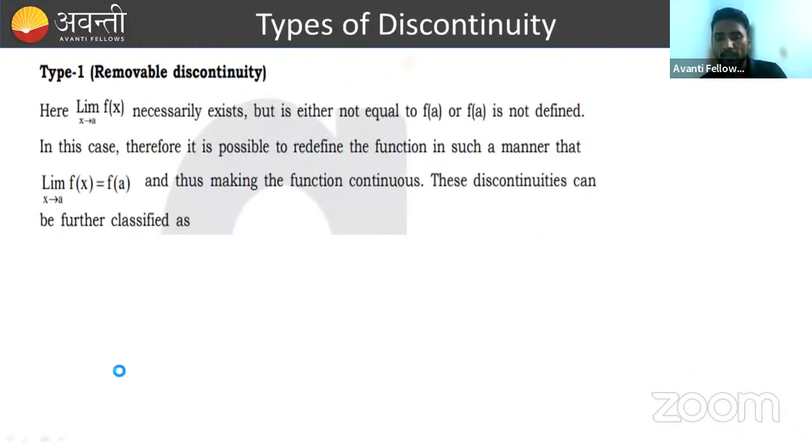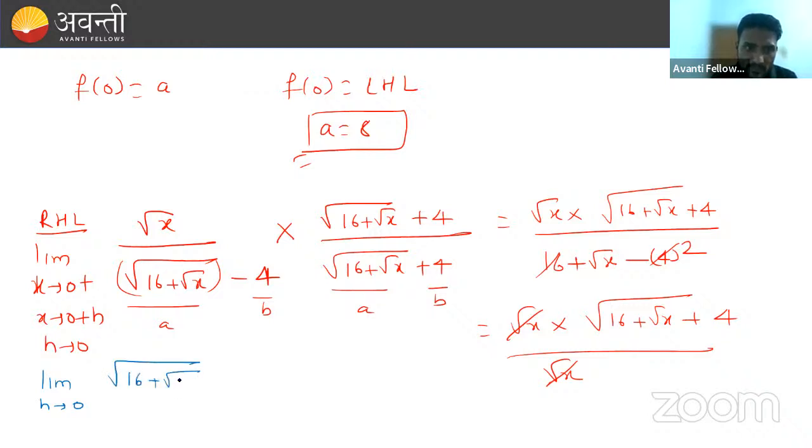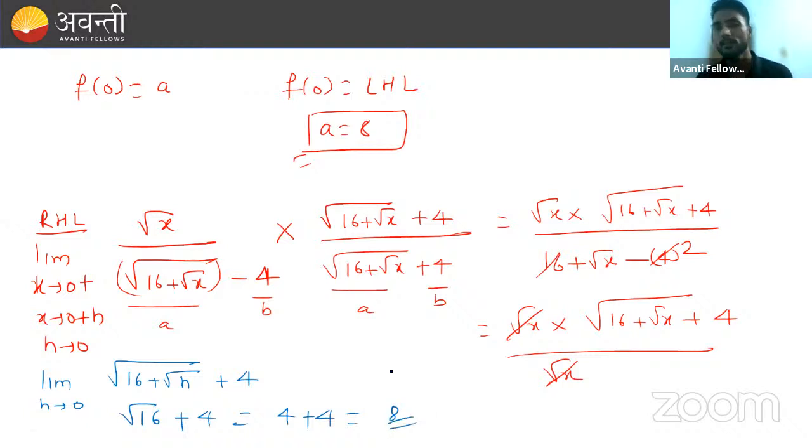So what I can write here? I can write limit h tending to 0, then it is root under 16 plus root x, means x is 0 plus h, it means it is h, and then plus 4. So if h tending to 0, it is root 16 plus 4, so it is 4 plus 4, that is equals to 8. So now we can verify that yes, it is also 8. Definitely they have already told that it is continuous, so no need to find it. But for the verification, we have found that.